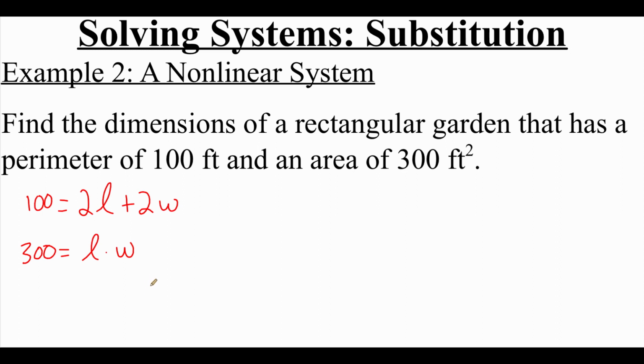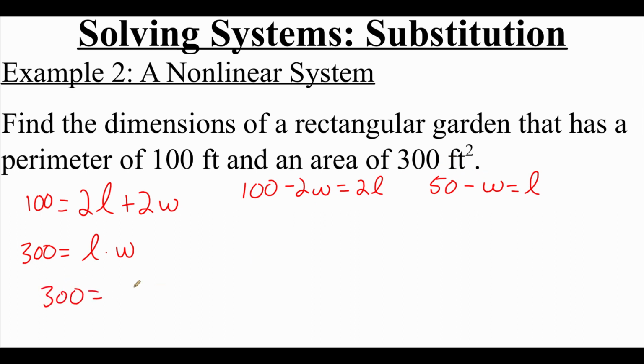Now we're going to try to isolate one of our variables, and I'm going to work with the top equation, and let's maybe isolate the length, so the L value in there. So what I'm going to do is subtract this 2w over to the left-hand side. So 100 minus 2w equals 2 times the length, but then I'm going to divide by 2. So then we should get 50 minus w equals the length. So then what I'm going to do is, in my second equation for the length, since that's what we just solved for, I'm going to replace that L with the 50 minus W.